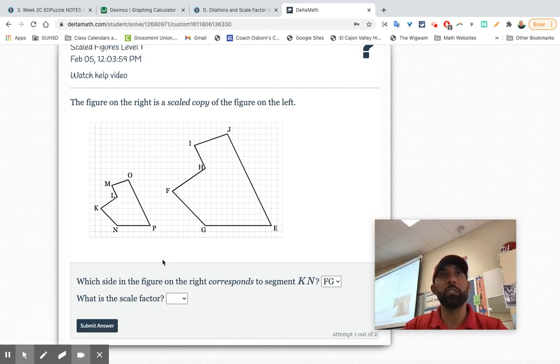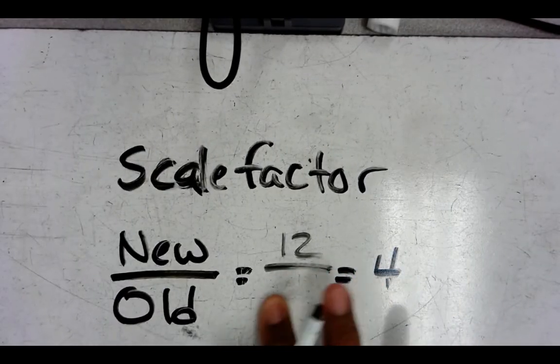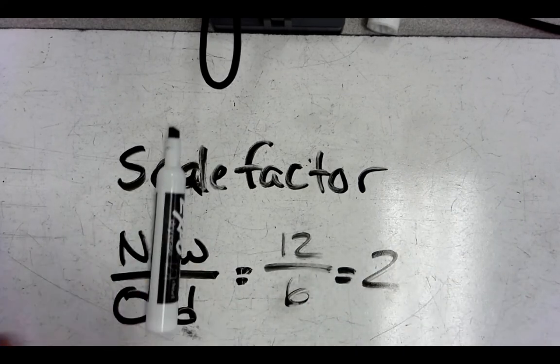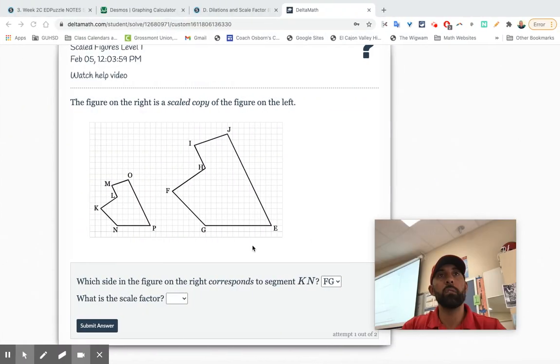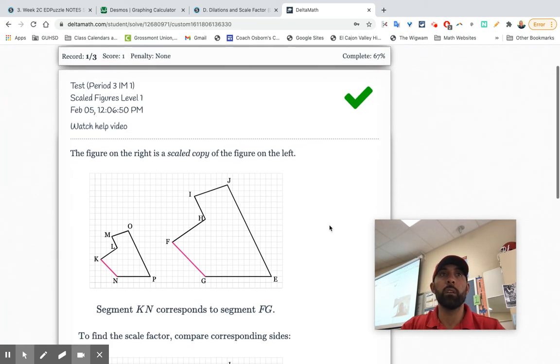Oops, I apologize. You guys probably like, wait, what are you doing, Mr. Osborne? Sorry, that was not a 3 down there. That was 6. I'm like, what is going on? So sorry, it was a 2. So the scale factor is 2. So that's good. It only gives you a limited option, so if you make that same mistake, then you'll know. All right, let's see if I'm right. All right, I got it right.